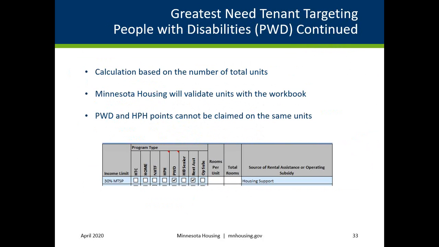Rural development, RD projects, may be prohibited from selecting particular rent and income restrictions and/or tenant household types. Consult with RD and Minnesota Housing staff with questions related to this. PWD units cannot overlap with HPH units discussed previously. Keep in mind that this category does not permit age restrictions, so senior projects are ineligible for PWD points. Also note that the self-scoring worksheet outlines several threshold requirements that must be met in order to be eligible for points.